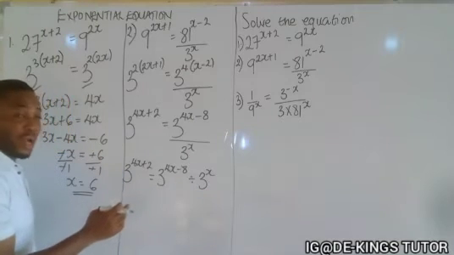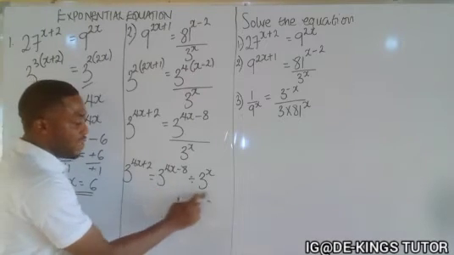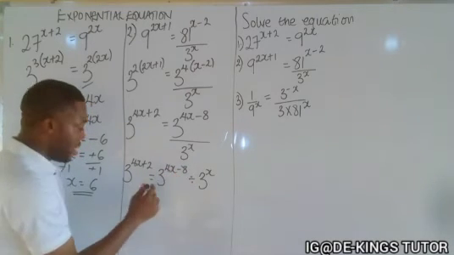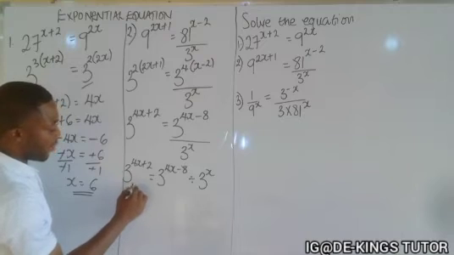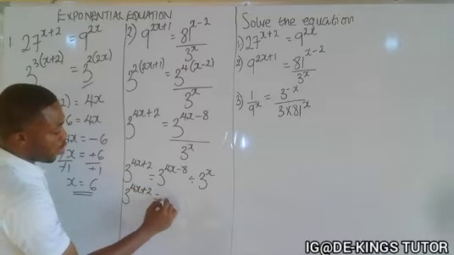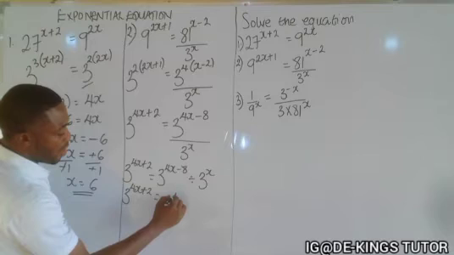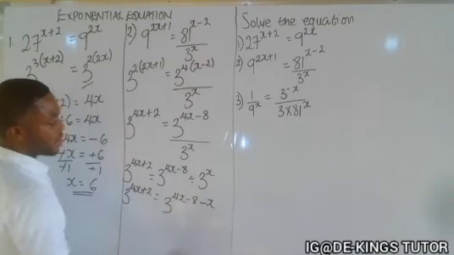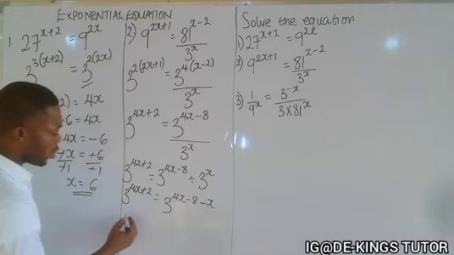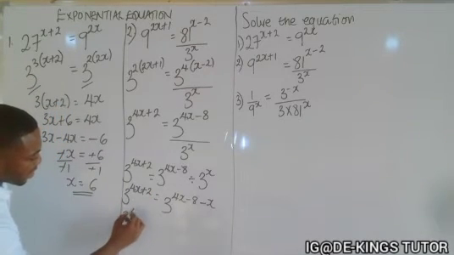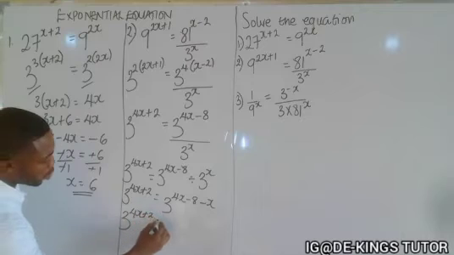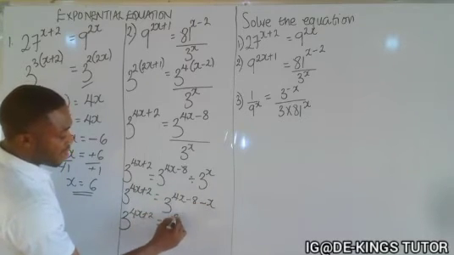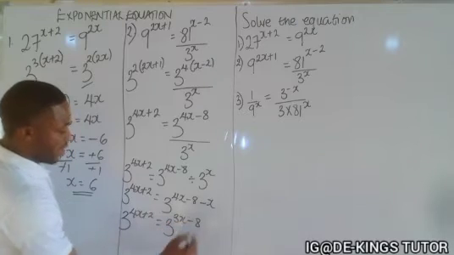So remember our laws of indices. We said if the bases are the same and it is division, we subtract their powers. So we have 3 raised to 4x plus 2 equals, we take one of the base, 3 raised to 4x minus 8 minus x. So in this one we have 3^(4x plus 2) equals 3^(3x minus 8), since 4x minus x gives me 3x minus 8.